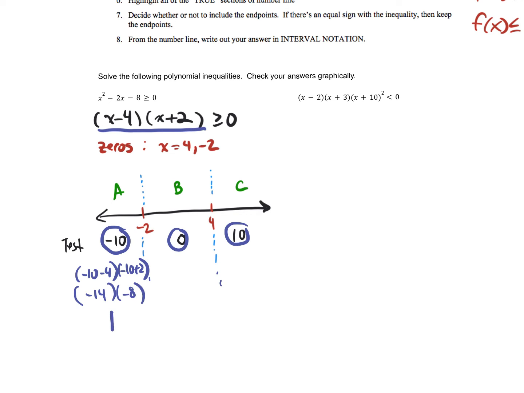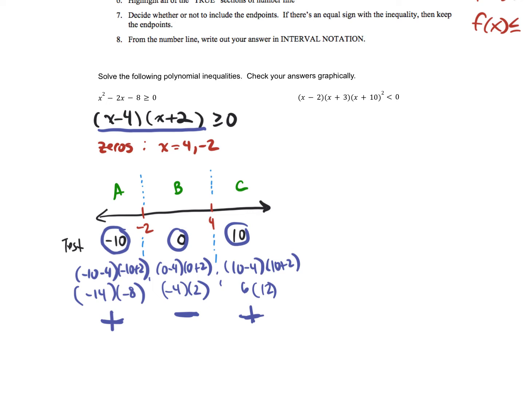Now, all I really care about is that this is positive. I don't really care what the number is. You could certainly figure it out, but all I care about is whether it's negative or positive. Same thing for 0: 0 minus 4 and 0 plus 2. That's going to be -4 times 2, which is -8. But it's negative, that's all I really care about. And then for 10: 10 minus 4, 10 plus 2. That's 6 times 12, which is 72. Don't really care. All I care is that it's positive.